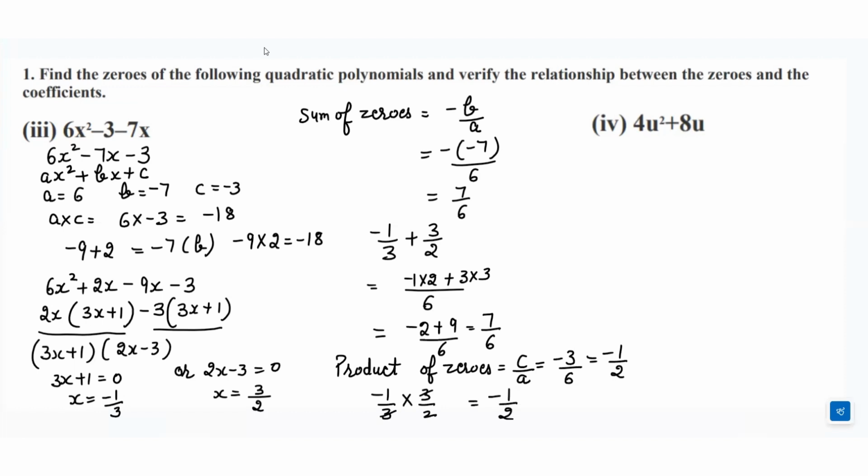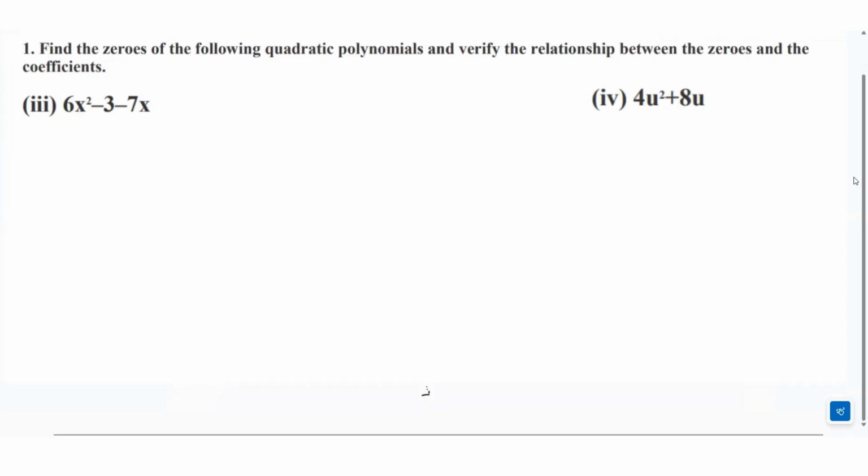Now let's understand question number 4. In this question, if I have to find out the zeros of this polynomial, what I'll do is make the factors of this equation. It's very simple. We can take 4u common from these two terms, and what is left? U plus 2 is left. So I'll put 4u equals 0 and u plus 2 equals 0. So u will give me 0 here and u equals minus 2.